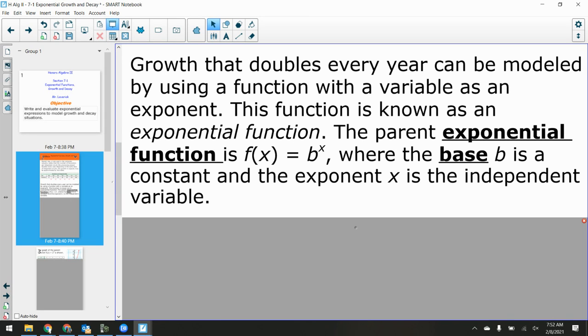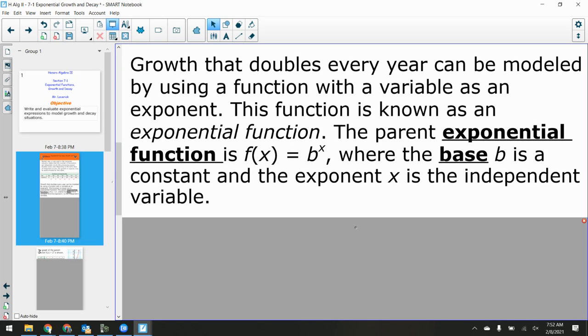Okay, we haven't had this yet. The variable has to be within the exponent. The x is up in the exponent. So f of x is equal to b to the x, where b is our base. Okay, b is the base, the thing being raised to the exponent, b to the x. Okay, that's our generic form of an exponential function. y is equal to, or f of x is equal to b to the x.